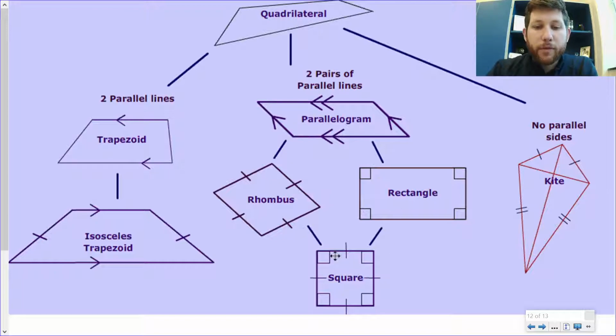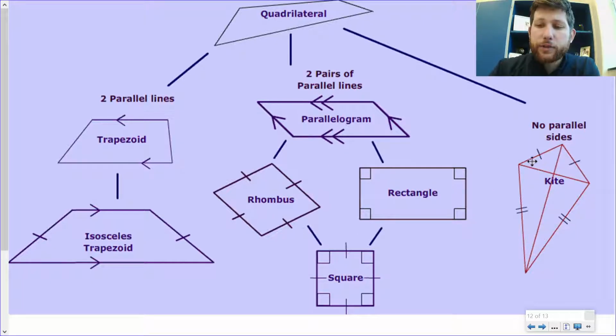So notice a couple things. First off, there's three branches of quadrilaterals. We've got the trapezoids with one set of parallel sides. We've got the parallelogram family with two sets of parallel sides. And then the kite with no sets of parallel sides. Now, what we want to do is be able to classify all the shapes that something could be. We're going to take a look at an IXL that deals with this.